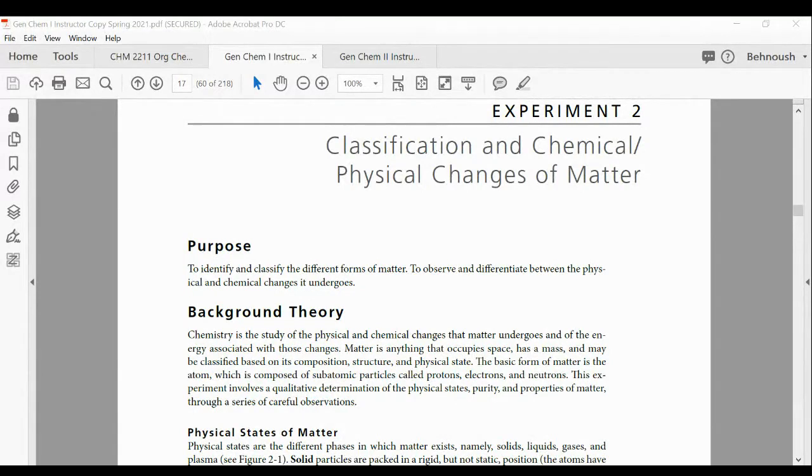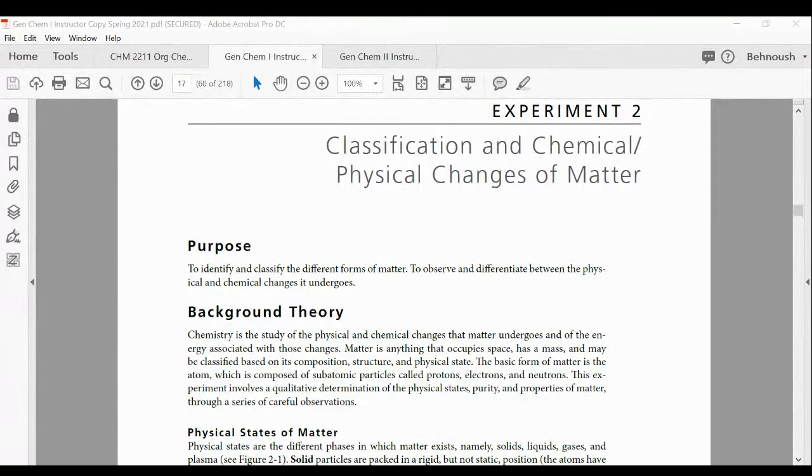So there are two evidences there. One, formation of a solid or precipitate. Second is color change. Evidence 3 would be change in pH.